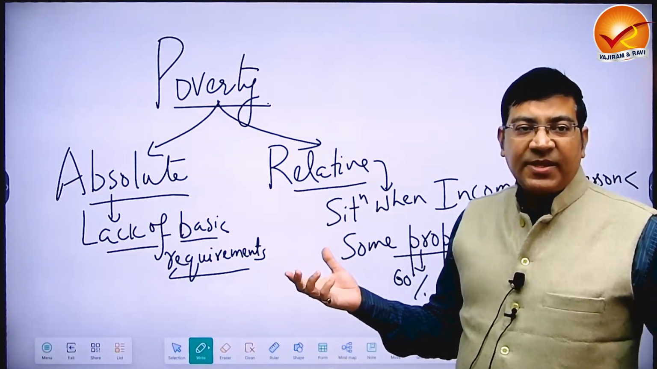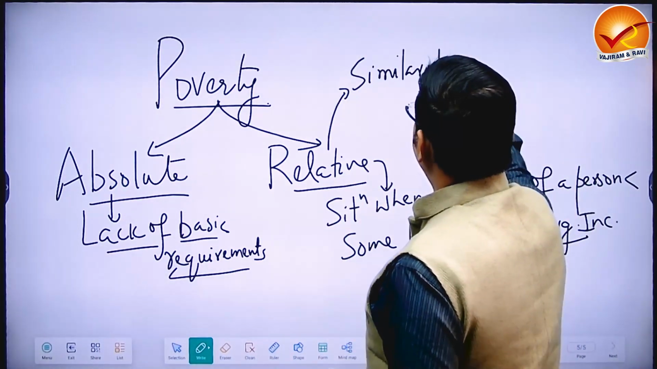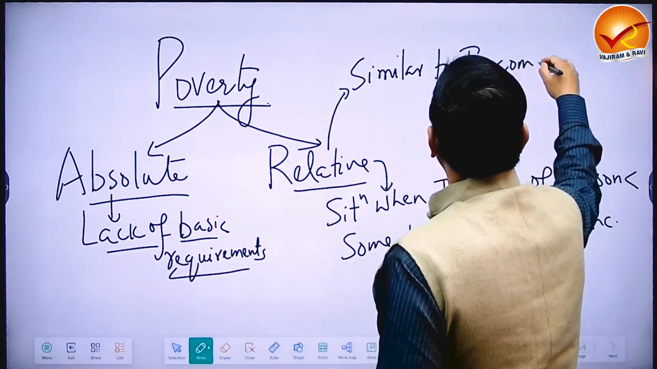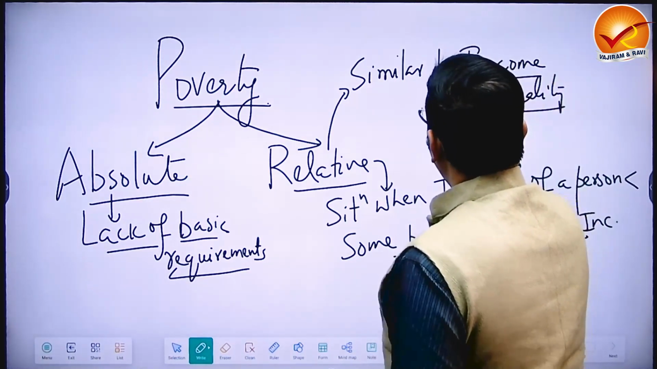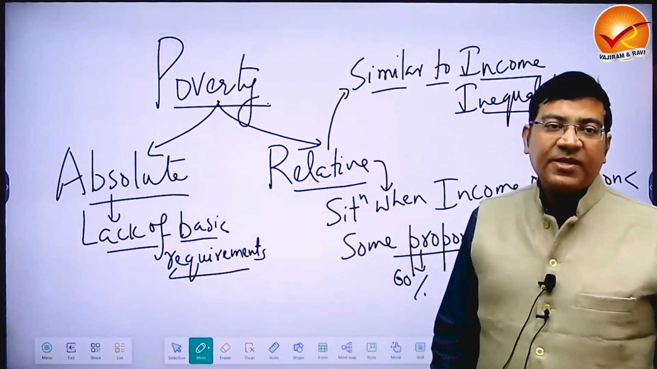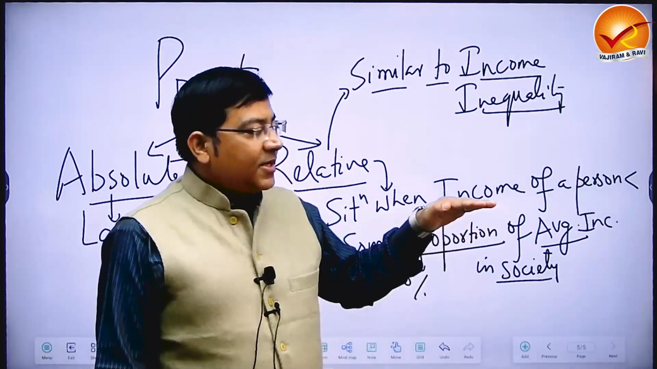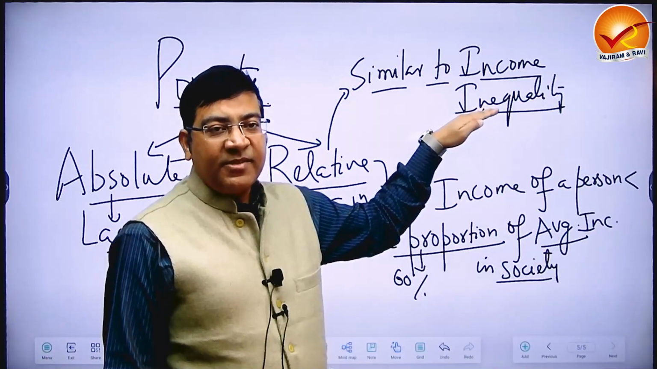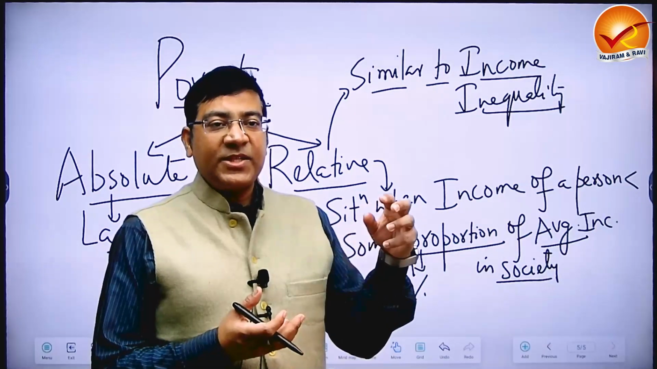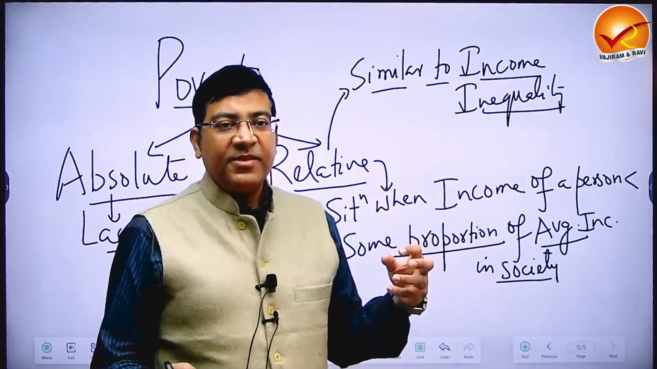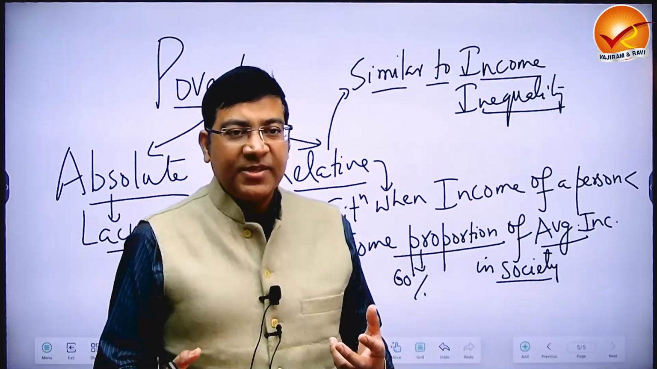How can I say? Because relative poverty concept is similar to income inequality. Even if not the same, relative poverty concept is similar to income inequality. Let's take an example to understand. When income inequality is increasing, in a layman's sense, what do we say? We say that rich people are getting richer and poor are getting poorer. Basically, the gap between rich and poor is increasing. That is what we call income inequality.